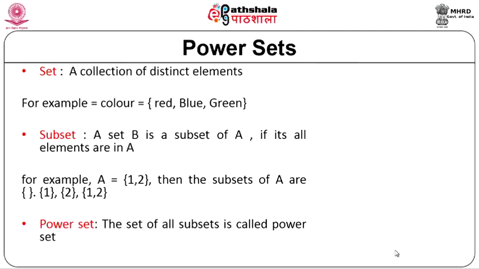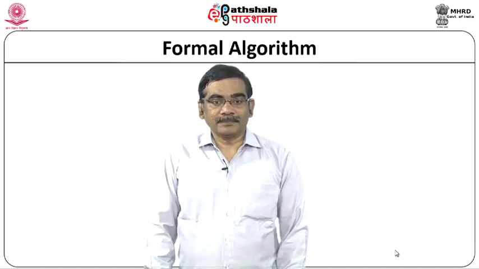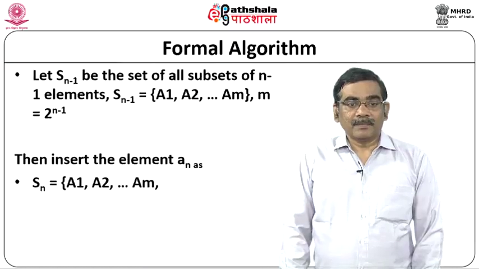Using the same logic of decrease and conquer, we can also generate the power sets and subsets. So, a set is a collection of distinct elements. So, this is the example. A subset is when the elements of one set are present in the elements of another set, we can call that a subset. Suppose A is equal to 1 comma 2, then the subsets of A are null, 1, 2 and 1, 2. The set of all subsets is called the power set. So, this is the formal algorithm.